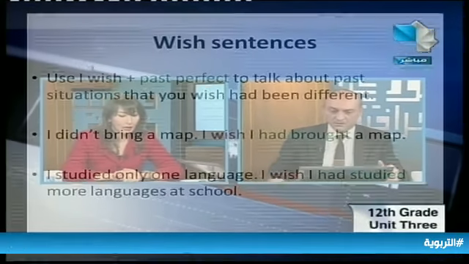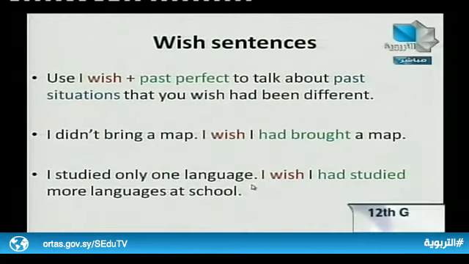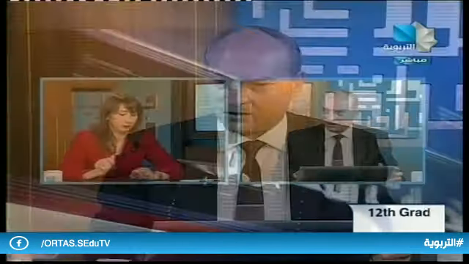Okay. Another example: I studied only my language, for my bad luck. I wish I had studied more languages at school, more than one language. We can say that. It's okay. More languages, two languages, three languages, all of them are correct, not only my language. Okay, thank you very much. I think it is very, very clear.